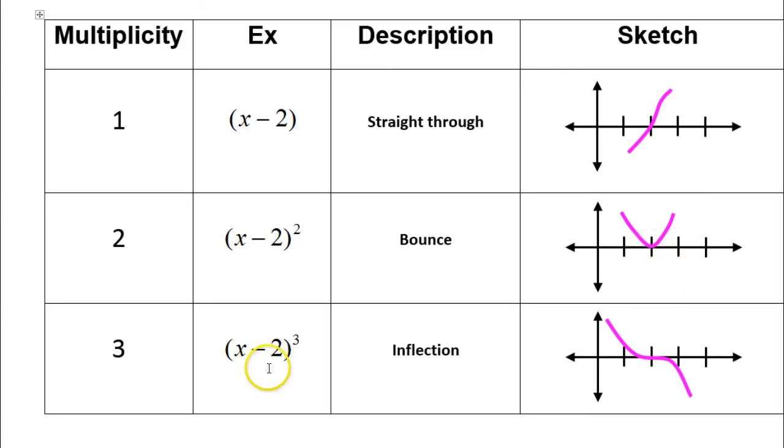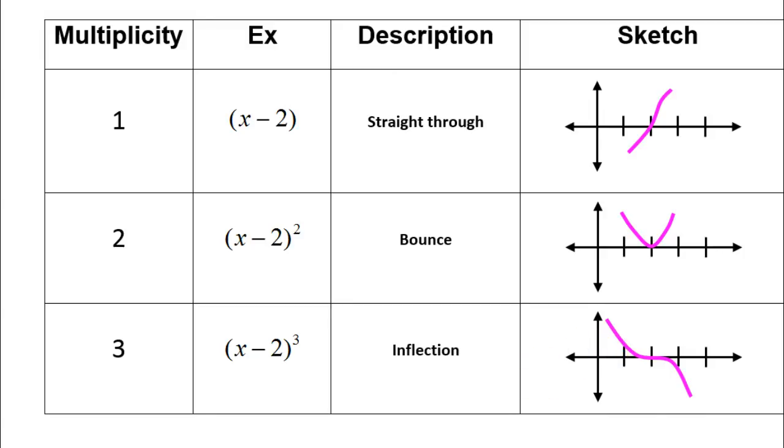Now, if it is a triple factor, which means this would be a triple root, multiplicity 3, we have what's called an inflection, where the graph sort of flattens out as it passes through and then continues on through. So, single, straight through; double is a bounce; triple is an inflection.